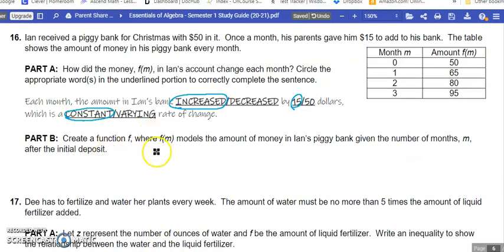Create a function where f of n models the amount of money in his piggy bank, and m is the number of months after the initial deposit. So to find out how much money he has, you're going to start with 50, and you're going to add $15 each month.